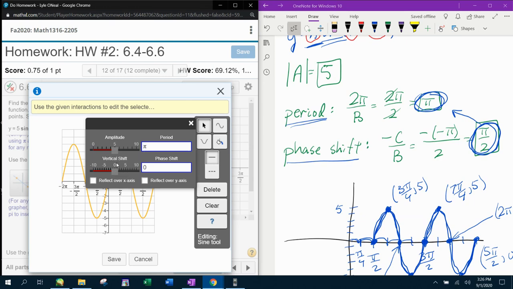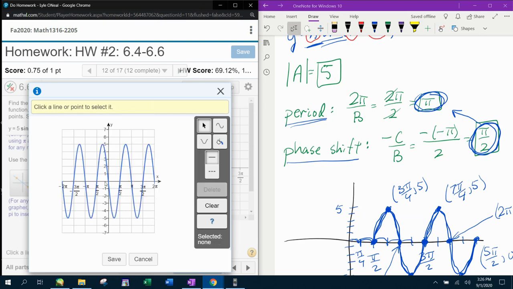We do not have a vertical shift. We're not going to mess with vertical shift, but we do have a phase shift, and the phase shift is pi over 2. So we're going to type in the letters pi. If you type in the letters pi, you get pi, and then divided by on the keyboard, pi over 2. And we do not have a reflection across the x-axis. If our original a value was negative, then we would need to reflect that across the x-axis. Okay, so that should be good.